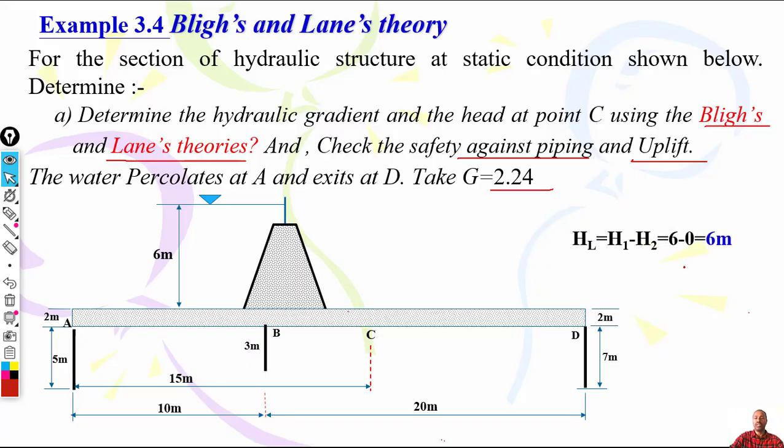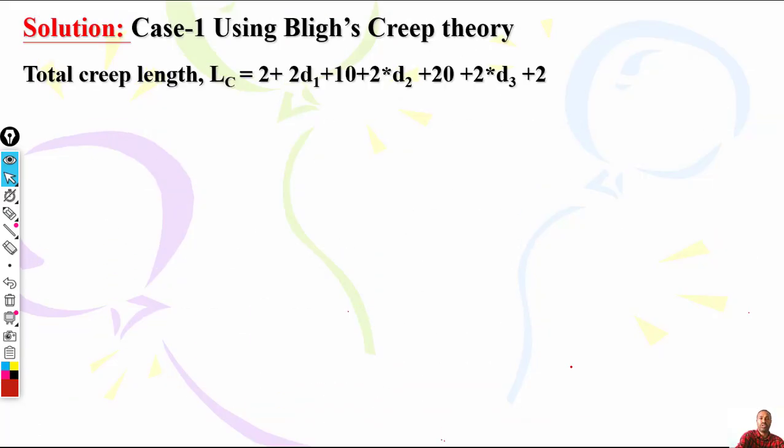First you have to find the head loss. H1 minus H2 will be 6 meters. Then you have 3 cutoffs: cutoff 1, cutoff 2, and cutoff 3 with these dimensions, 15 meters up to point C, 10 meters, and 20 meters. Then let us calculate using Bligh's creep theory.